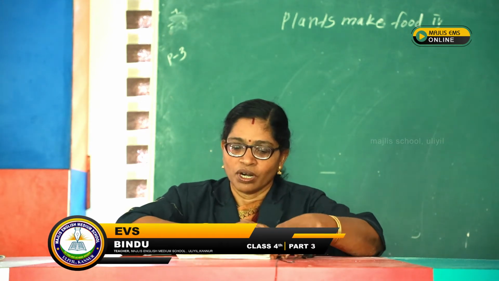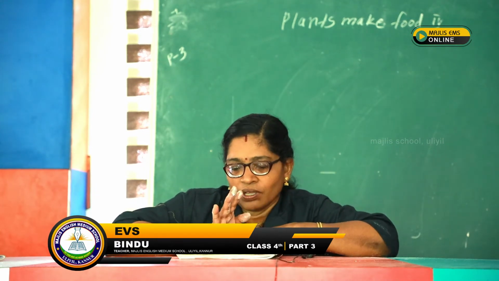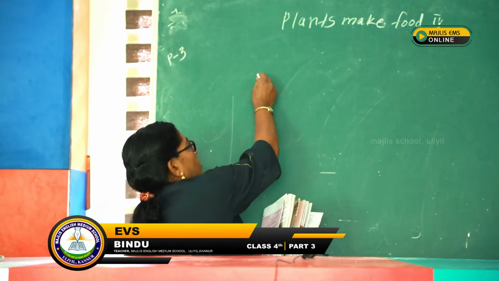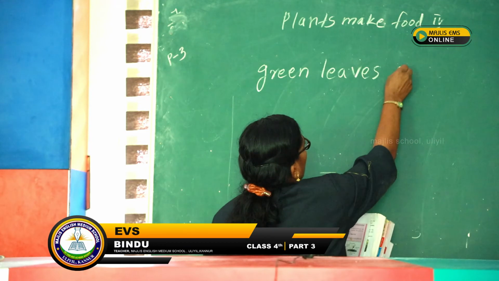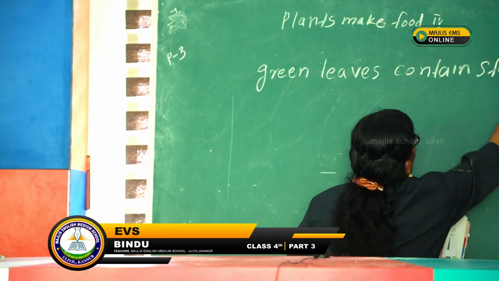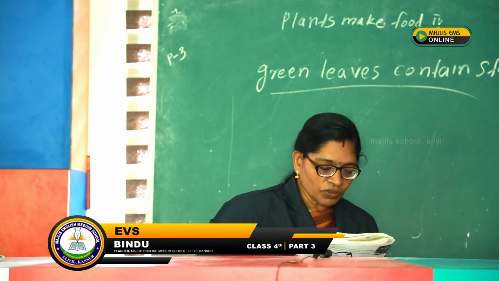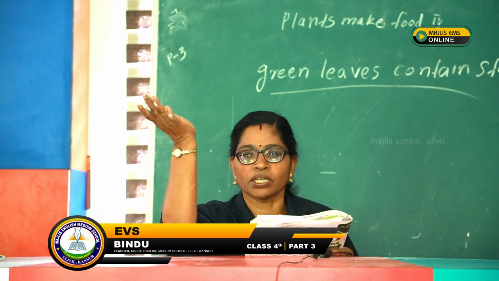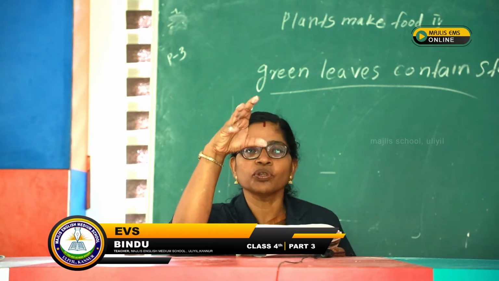And today we want to show another experiment. That is, green leaves contain starch. What is it? Green leaves contain starch. Then you take a green leaf from a healthy plant. Any leaf you can take. You take a green leaf from a healthy plant and first you have to remove the color.